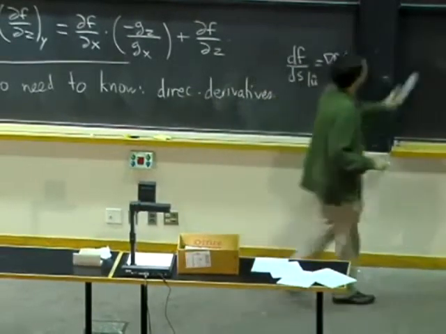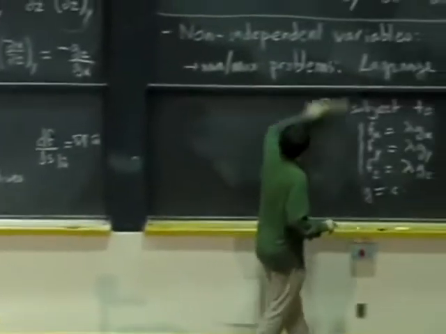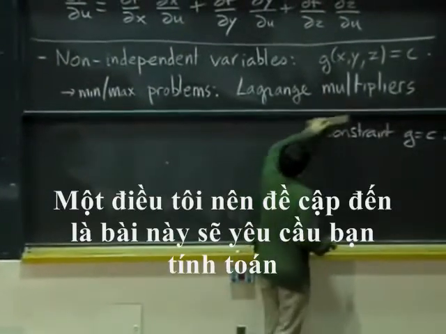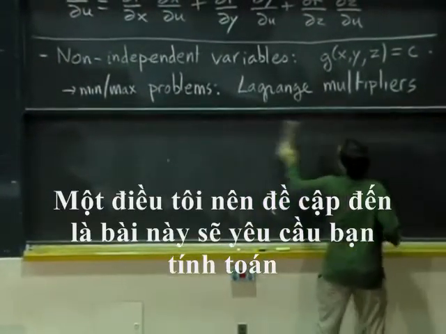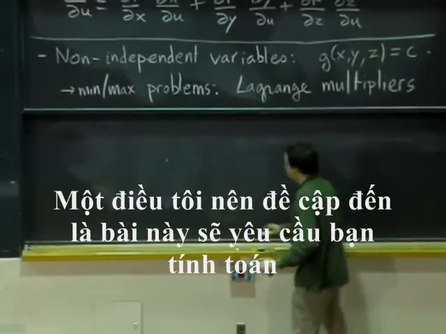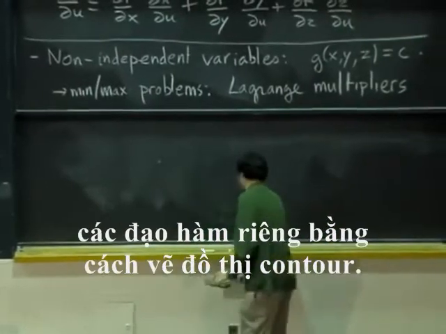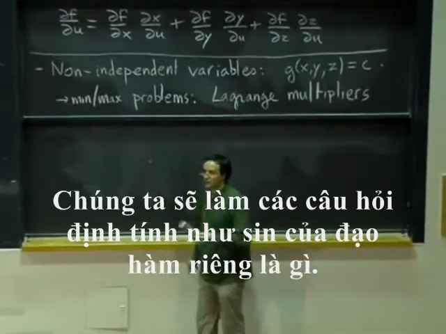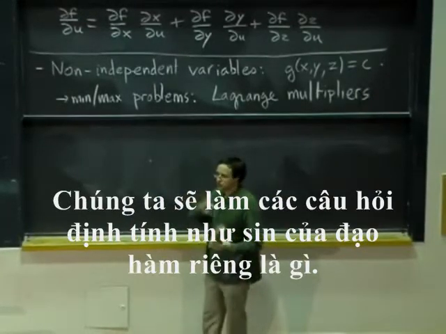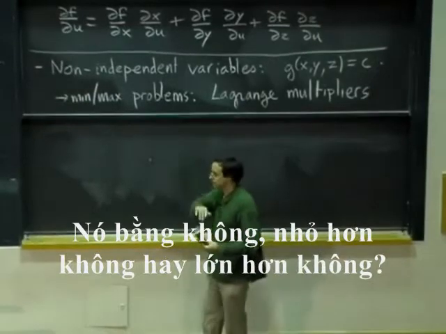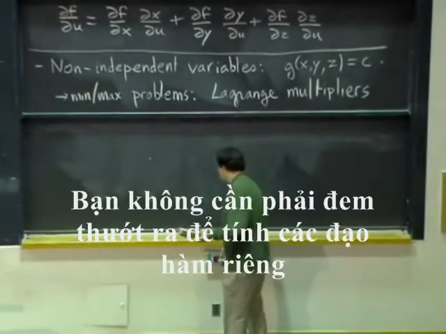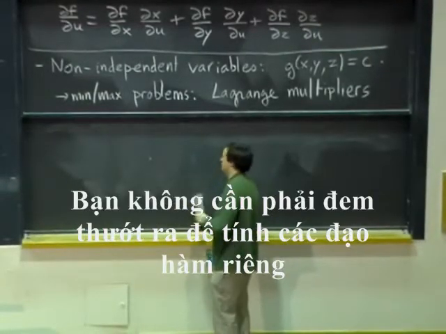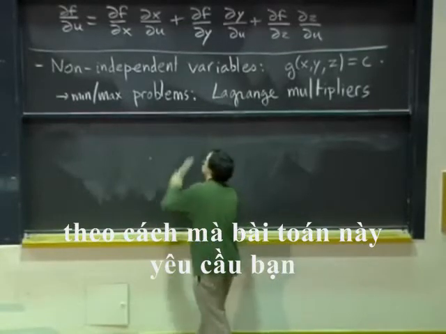One thing I should first mention is, this problem asks you to estimate partial derivatives by reading a contour plot. We haven't done that, so that won't actually be on the test. We'll be doing qualitative questions like what is the sign of a partial derivative? Is it 0, less than 0, more than 0? You don't need to bring a ruler to estimate partial derivatives in the way that this problem asks you to.